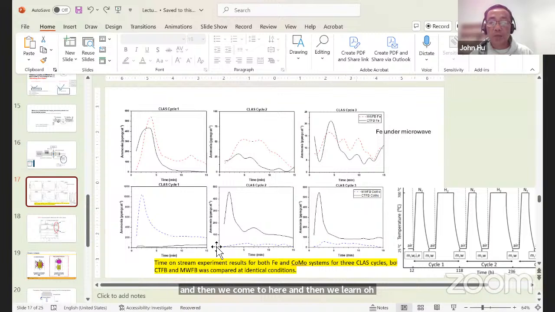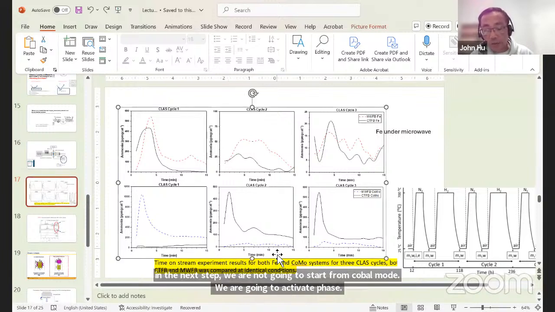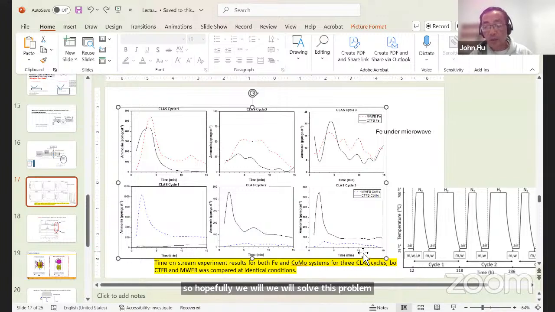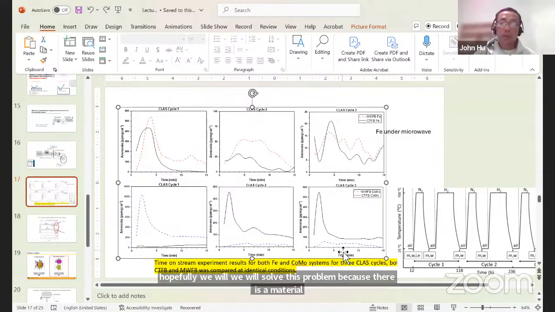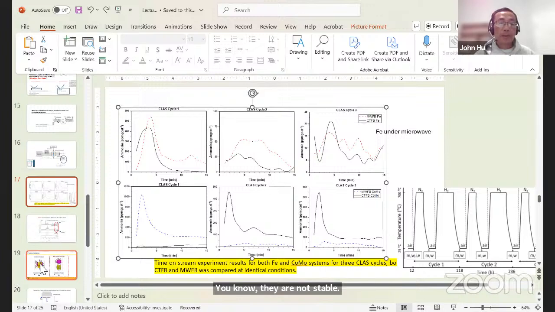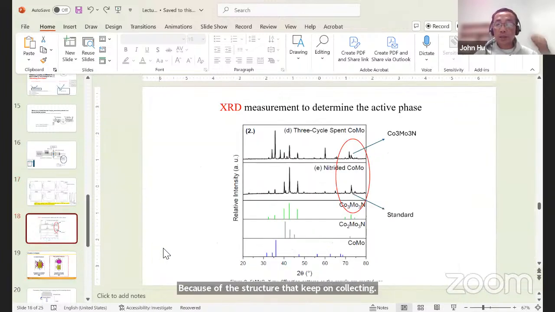So in the next step, we are not going to start from cobalt moly. We are going to start with the active phase. So hopefully we will solve this problem, because these materials are not stable because of the structure that keeps on collapsing. Any question on the XRD to identify the active phase?